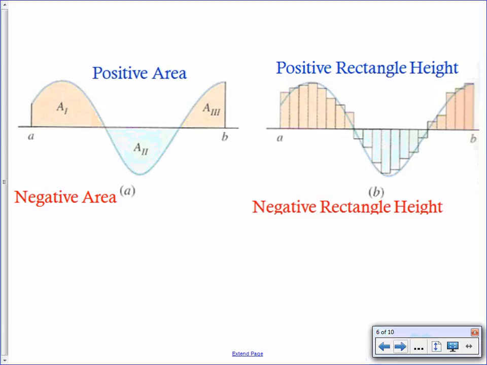So even though it's a negative x value for the width, do we still use a positive x value? Yes. The only thing that is negative is the height, because if you imagine, we're still going left to right.